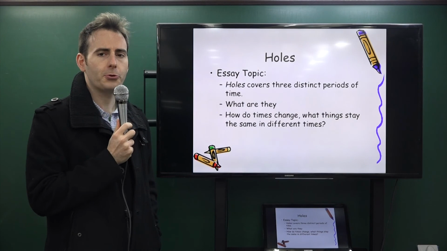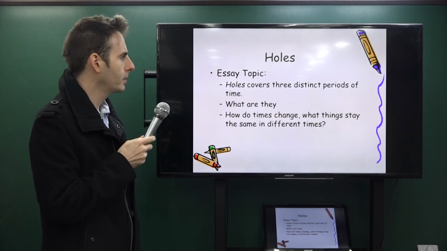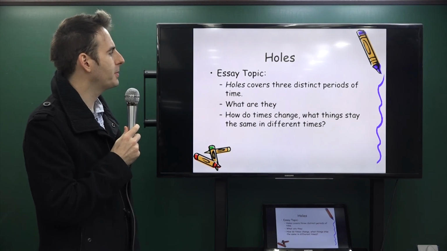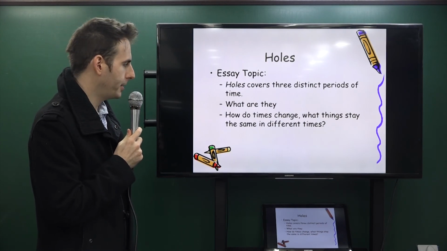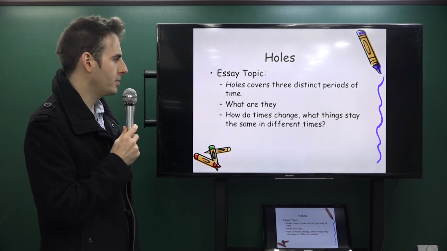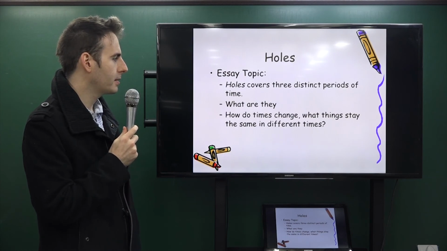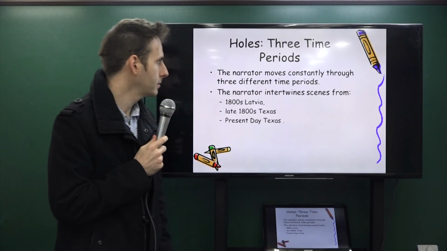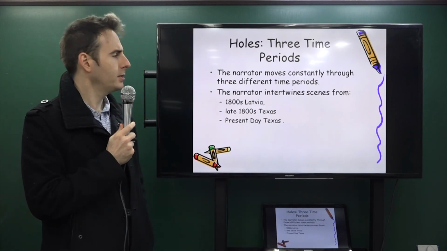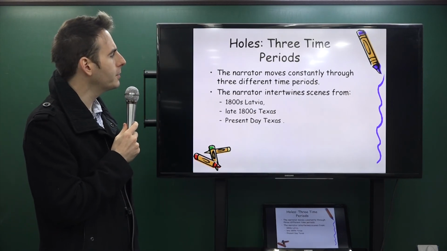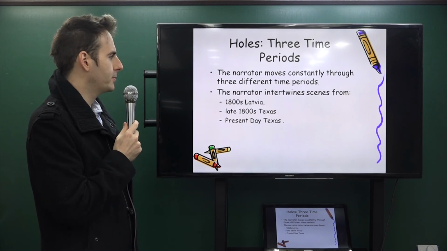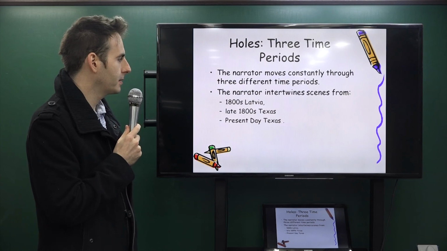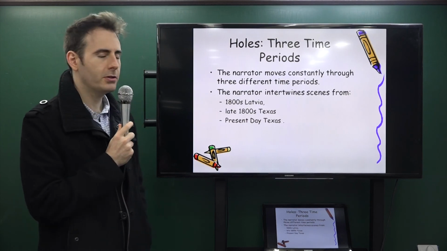So we're going to use the story Holes here as an example. Holes, essay topic. Holes covers 3 distinct periods of time. What are they? How do the times change? What things stay the same in different times? Holes, 3 time periods. The narrator moves constantly through 3 different time periods. The narrator intertwines scenes from 1800s Latvia, late 1800s Texas, and present-day Texas.